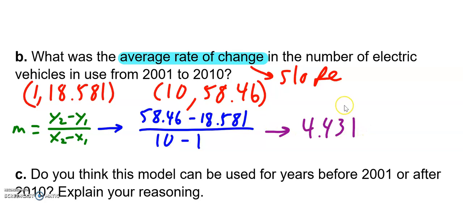So the average rate of change is that the electric vehicles increased by approximately 4,500 vehicles every year from 2001 to 2010. That's what this is telling me, because remember, this represents thousands, and it's pretty close to 4.5. So the average rate of change is 4.431, but what that's telling me is an average increase of 4,500 vehicles a year. And then the last question is just kind of, use some common sense. Do you think this model can be used for years before 2001 or after 2010?